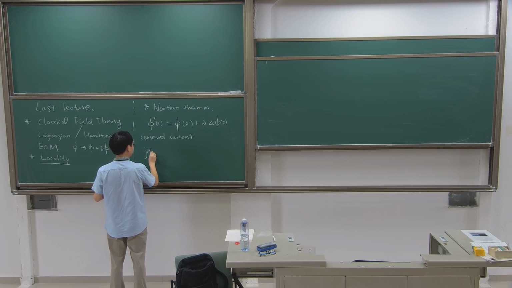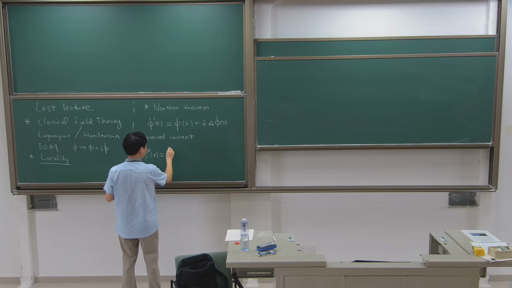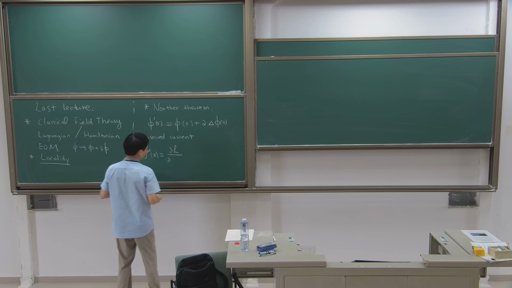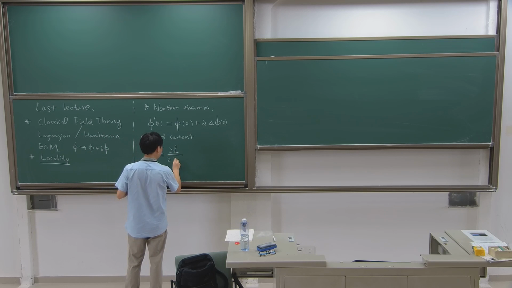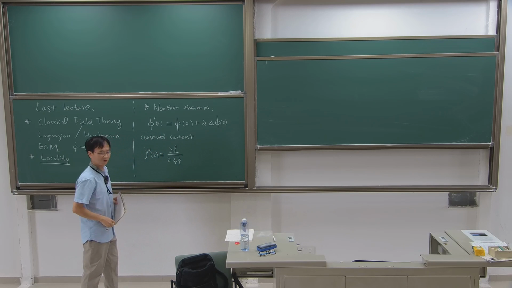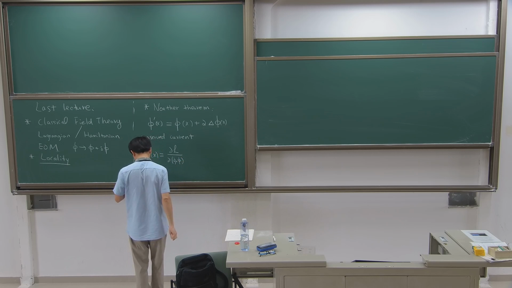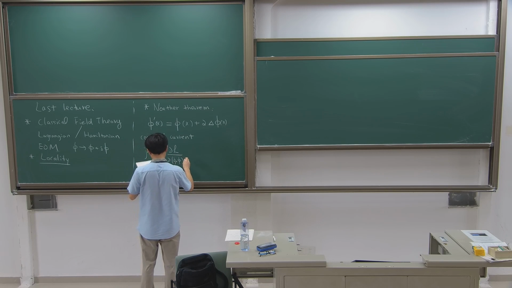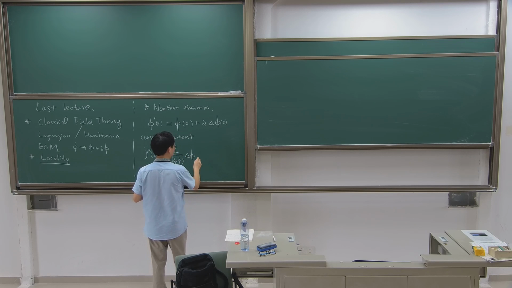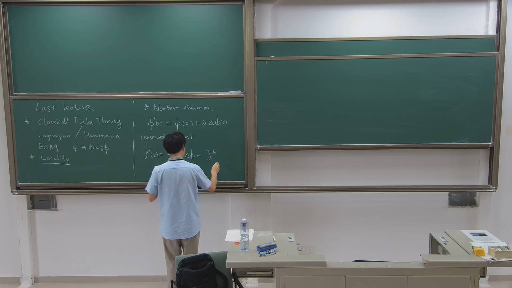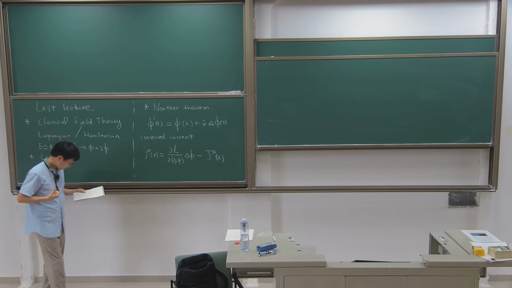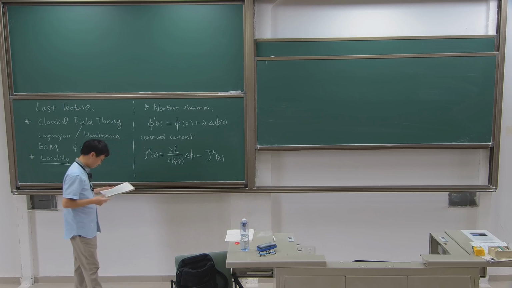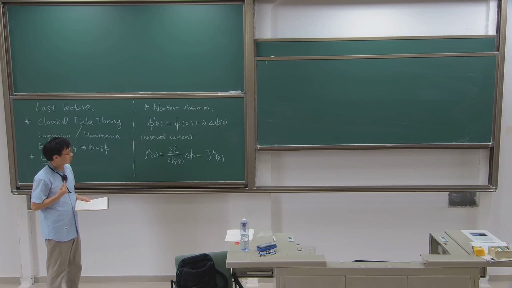J mu is given by two terms, basically. The first term is the derivative of the Lagrangian with respect to the derivative of phi, which is the conjugate momentum, multiplied by delta phi. And the second term is the factor J hat mu of x, which comes from the variation of the Lagrangian for this particular variation.